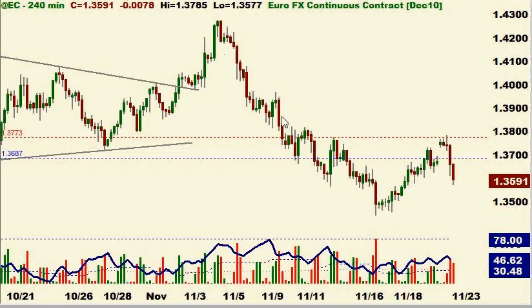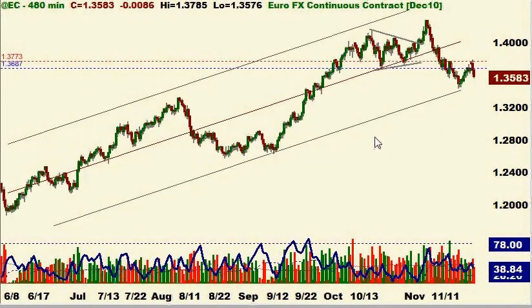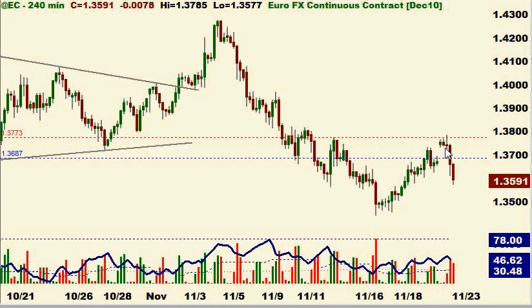Here's the euro. Again, I had labeled the 138 area as previous fourth wave resistance there. We failed right in that zone. And here's that larger picture. So far, we are still holding that channel to the upside. So it's not out of the question here that this was a corrective decline and that we're going to make new highs. But in the short term, let's just go back a bit.